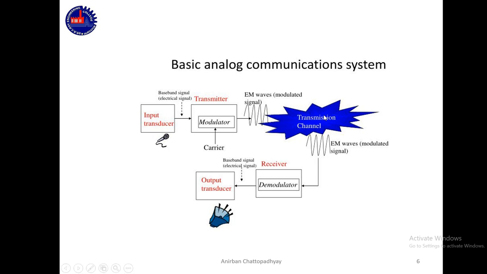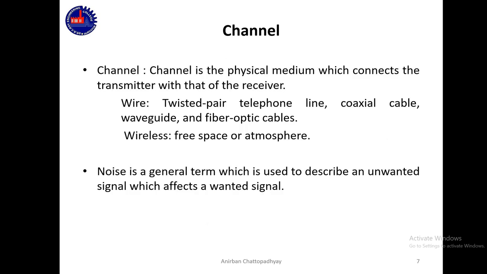Now this transmission goes through the channel. So what is a channel? A channel is the physical medium which connects the transmitter with the receiver. We can say the term channel means the medium through which the message travels from the transmitter to the receiver section. So the channel provides a physical connection between transmitter and receiver.